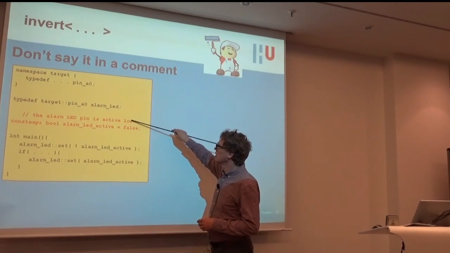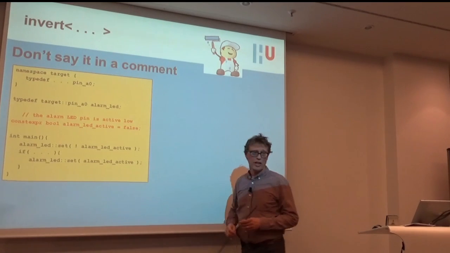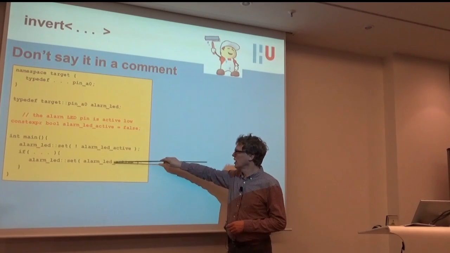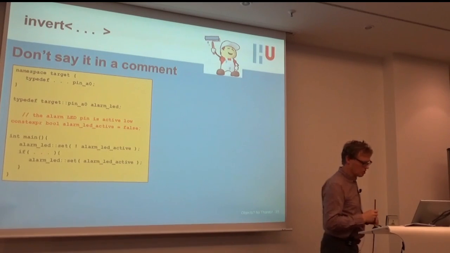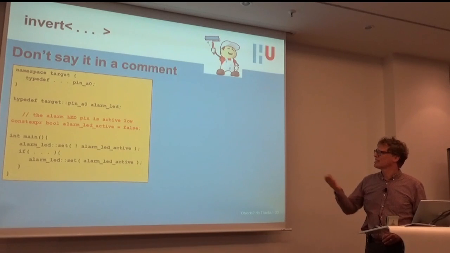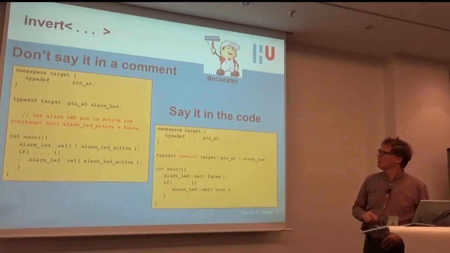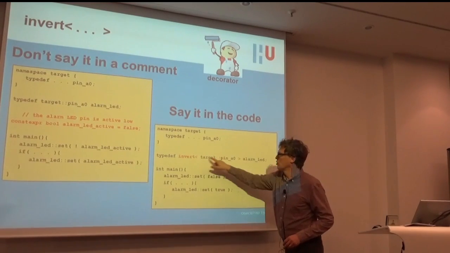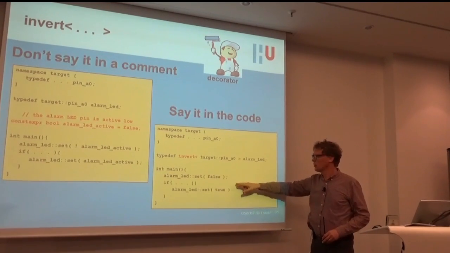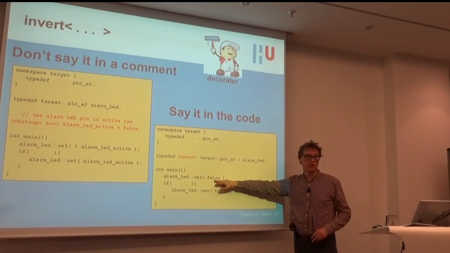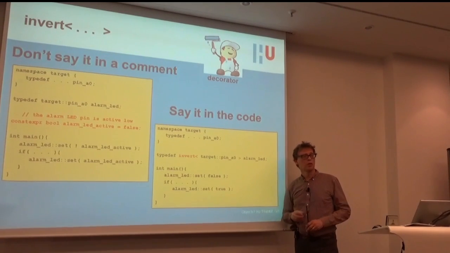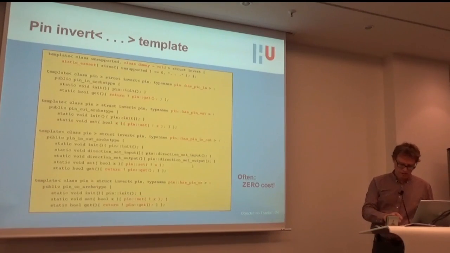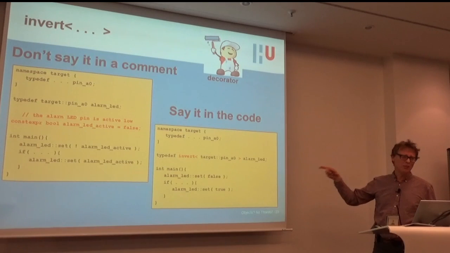So I have a const expression which says that the active level is false, and I write not at active level initially, and then the active level when it must be made active. Well, that's ugly. I can just say that the alarm is the inversion of the pin. And now it behaves. False makes the alarm off, and true makes the alarm going on. And this interesting point is that this, no, look at the previous one, this has zero overhead.